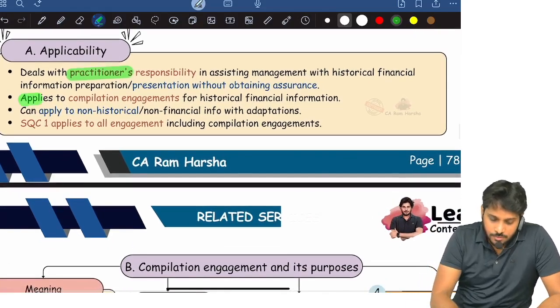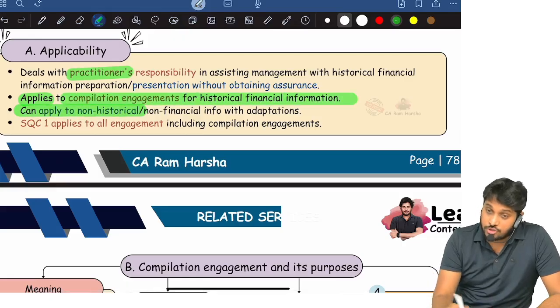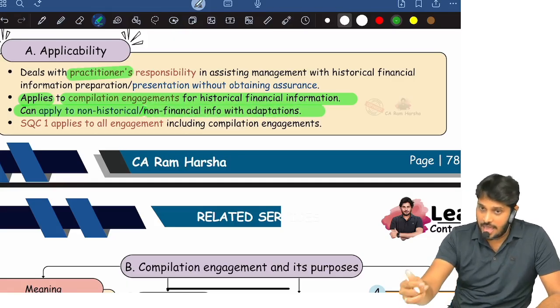So this standard applies to compilation engagements of historical financial information. You can also apply it to non-historical compilation. You can also apply it to non-financial information with adaptions.